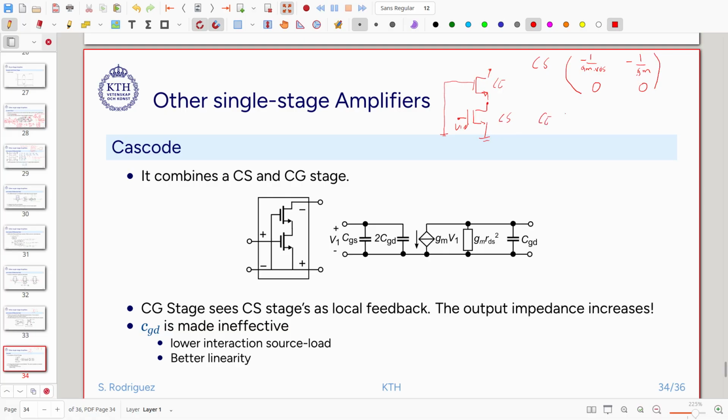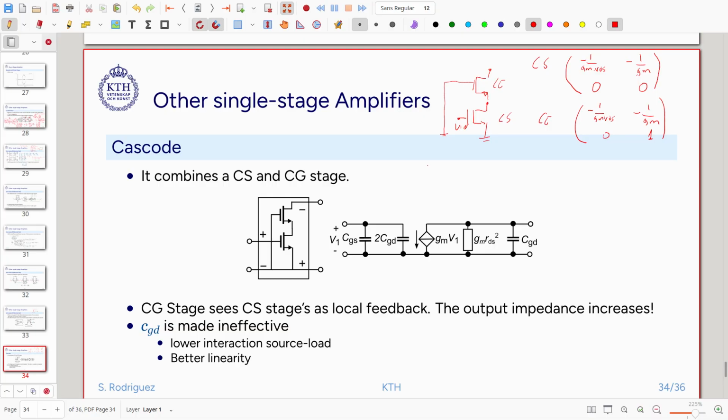For the common gate, it is basically the same as for the common source, but the parameter D is equal to 1. The other parameters are the same. So this is 1 because it is a current buffer.